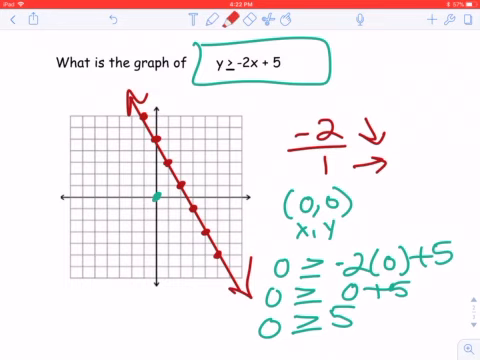So then I'm going to shade the opposite side of my line. So that means that every point that lies along that line and every point in the shaded green area following along in that pattern would be a solution to this linear inequality.